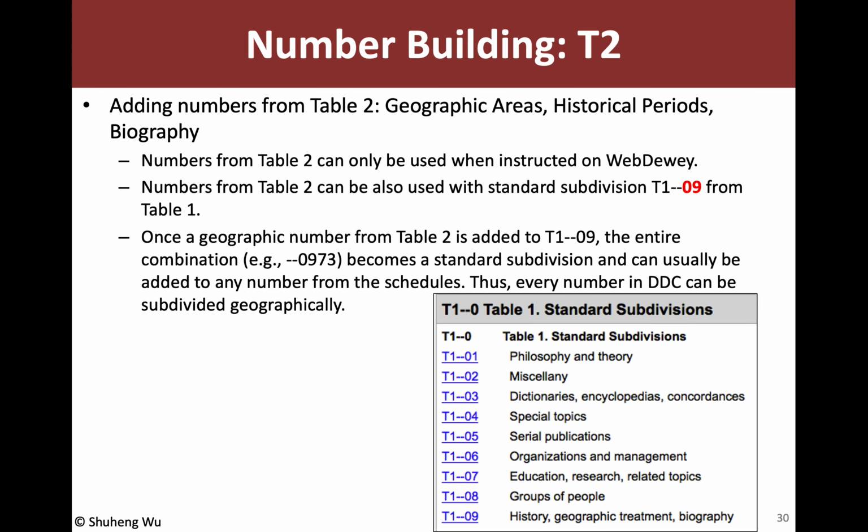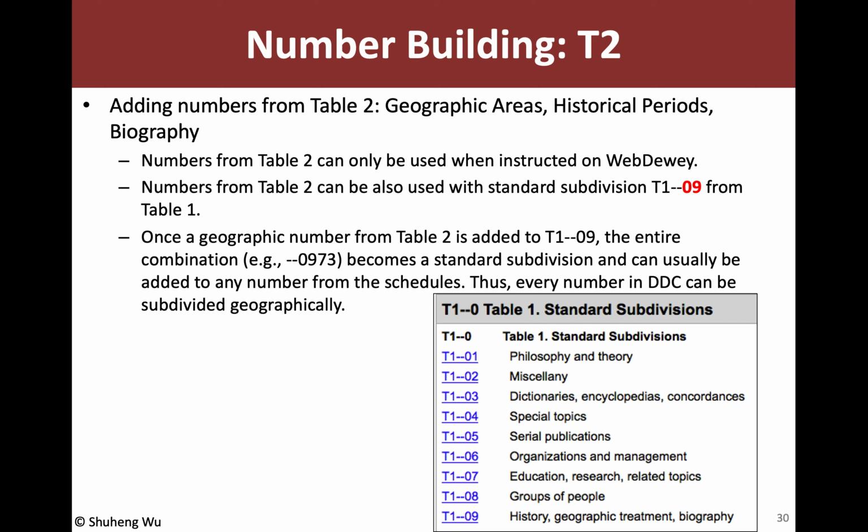So how about if you would like to subdivide a topic geographically, but there are no instructions on Web Dewey telling you to use Table 2? In this case, you can first use the standard subdivision 09 from Table 1, because we can feel free to use the notation from Table 1 if it is appropriate. And also, T1-09 is for geographic treatment. So using 09 from Table 1 will finally direct you to add a notation from Table 2 for a specific geographic subdivision.